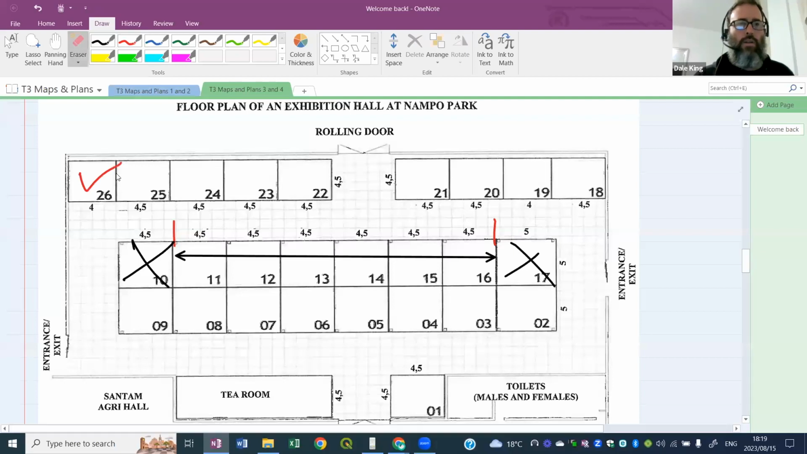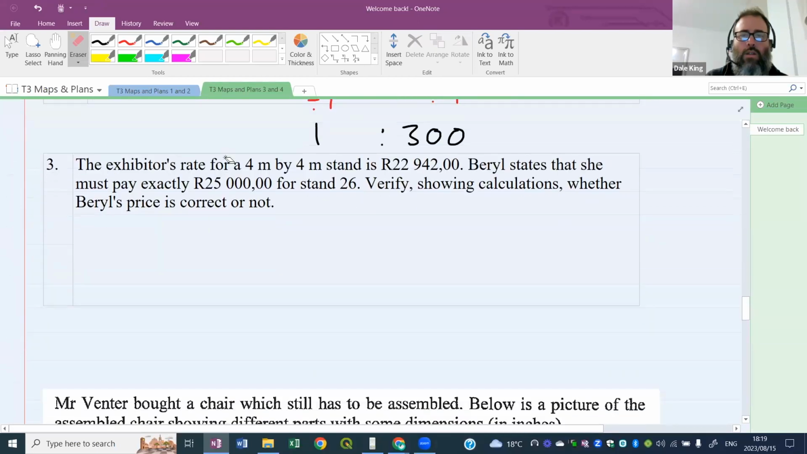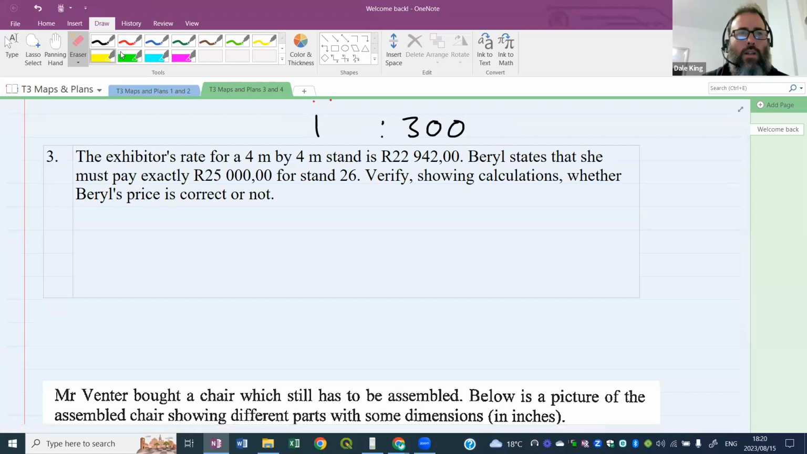Stand 26. So Beryl says for this stand, she has to pay 25,000 Rand. But a 4 by 4 meter, where's the 4 by 4 meter? Oh, it's not even on here. It must be somewhere else. For a 4 by 4 meter stand, you have to pay 22,900 something. But for this one, stand 26, you paid 25,000 Rand. Is that 25,000 Rand correct? If a 4 by 4 meter stand is 20,942. What on earth do I do here, ladies and gentlemen?